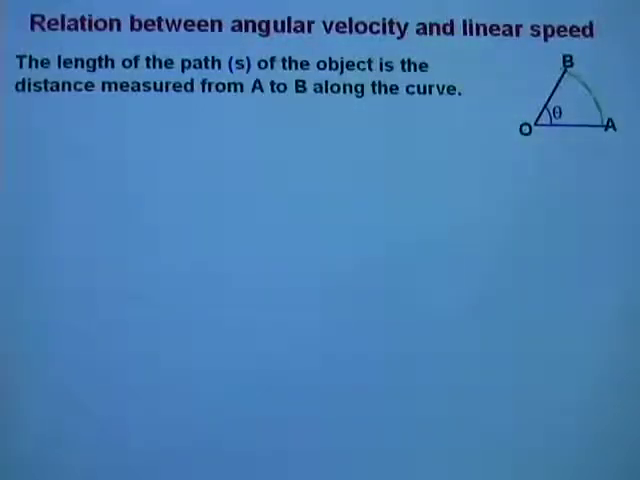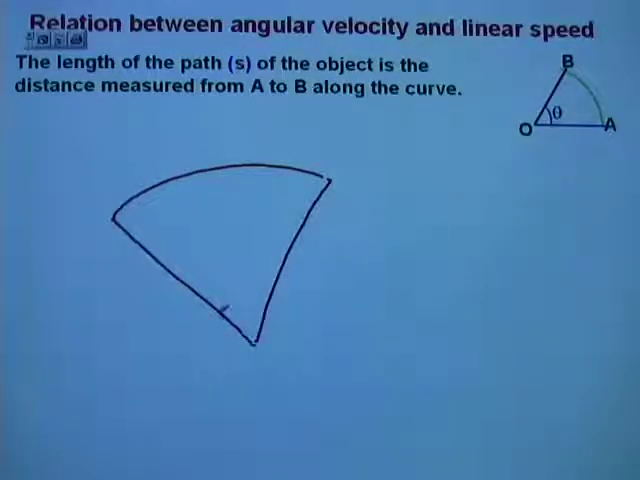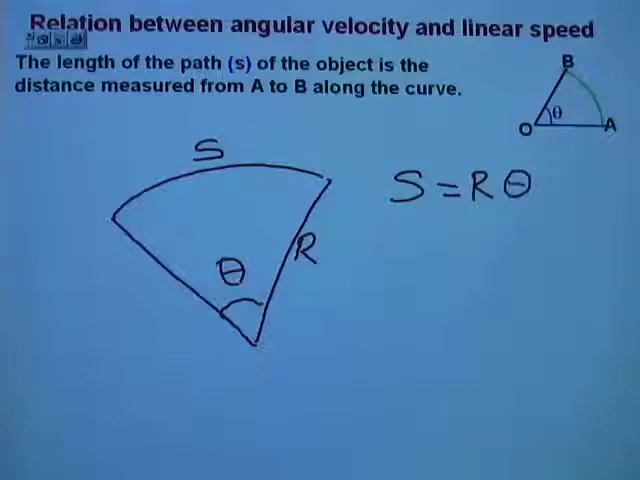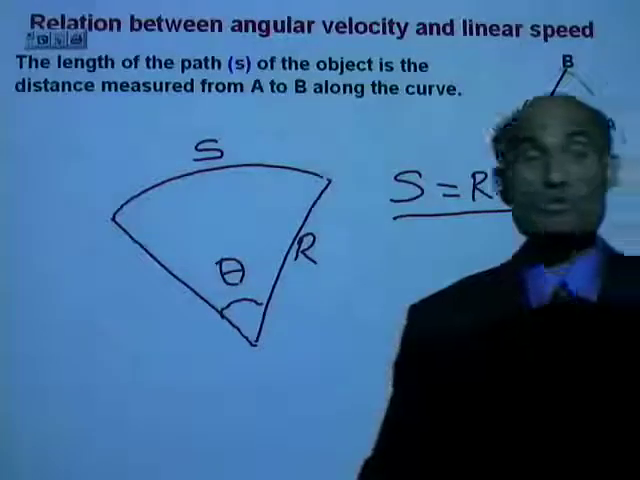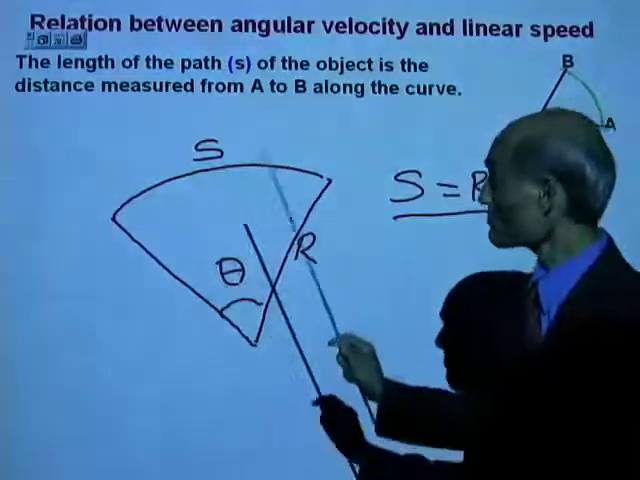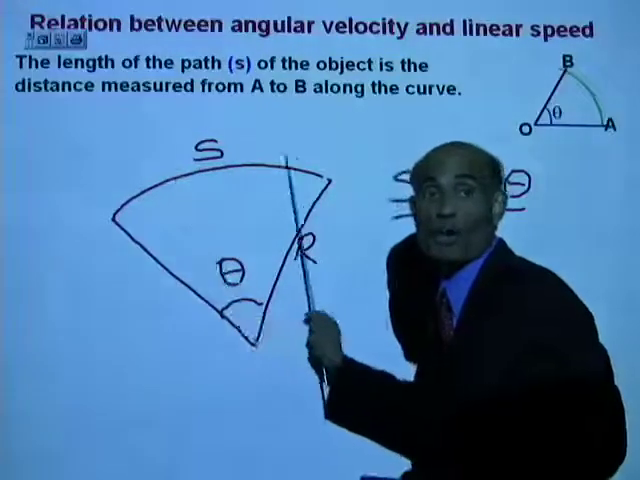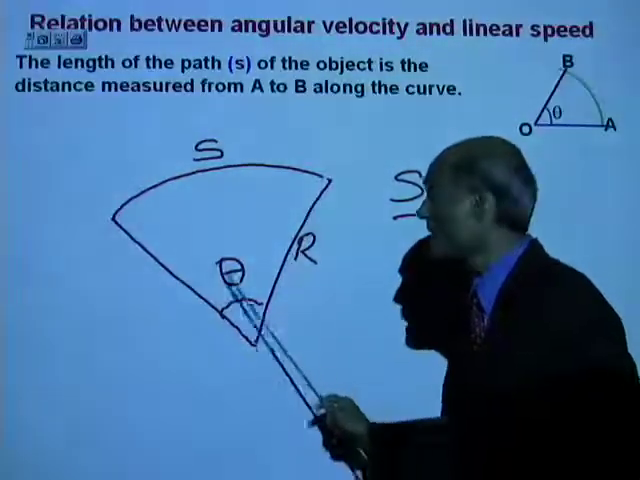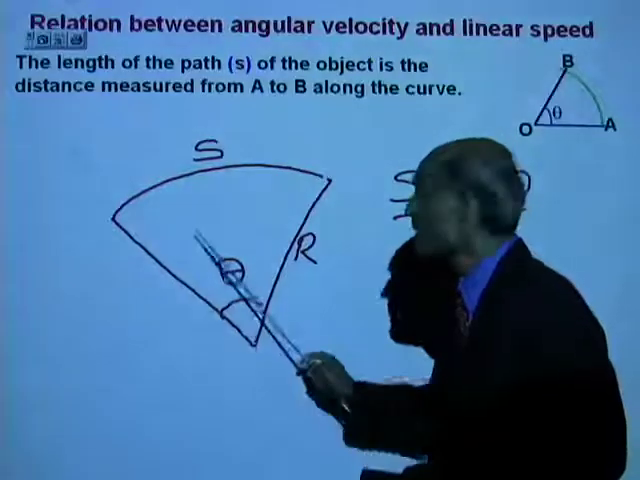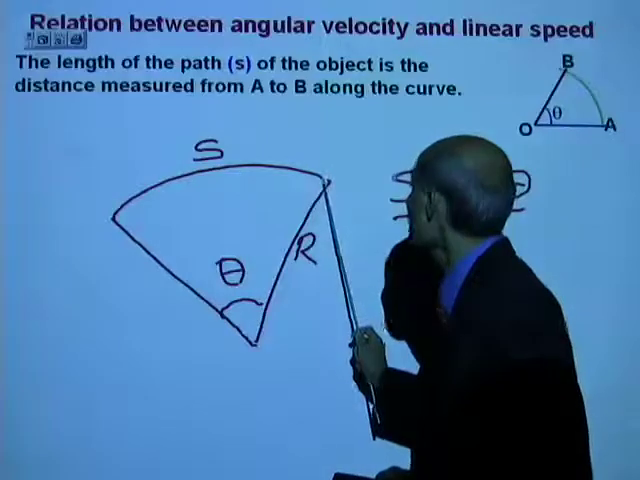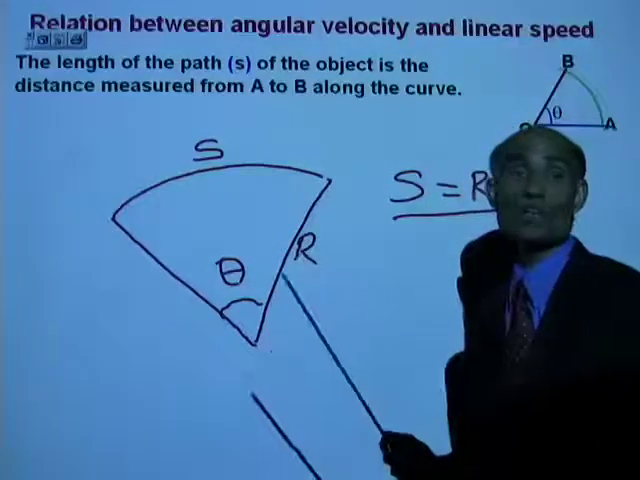Now let me see if I can illustrate that. If an arc of a circle subtends an angle theta at the center, then the length of the arc S will be equal to, if the radius is R, then S will be equal to R theta. And this is an important result that we will be using at many places in physics. If the length of the arc of a circle subtends an angle theta at the center, then that length of the arc is equal to the radius times the angle theta.